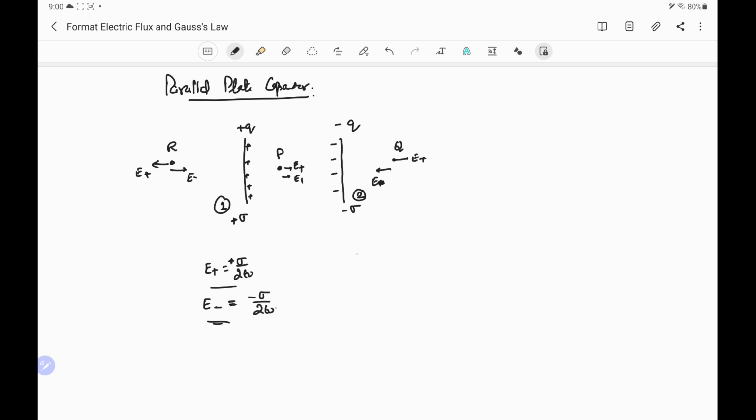Therefore, from the figure we can conclude that EP, the field at the point P, will be sigma by 2 epsilon naught in magnitude plus sigma by 2 epsilon naught in magnitude, that is equal to 2 sigma by 2 epsilon naught, and it is equal to sigma by epsilon naught. It is in terms of magnitude. Similarly, if we check the electric field at point Q, these electric fields are in opposite directions and equal in magnitude. So EQ will be 0. Similarly, ER will be 0.